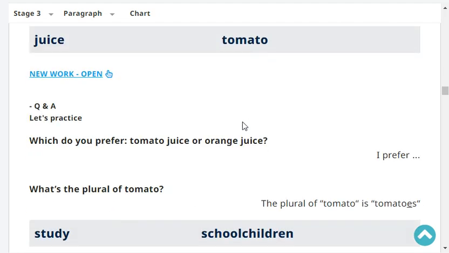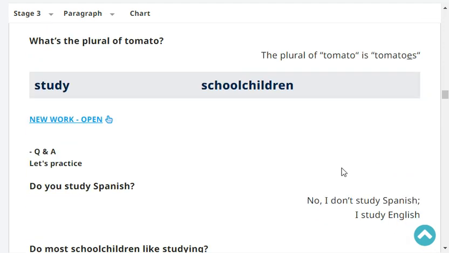Very good. Which do you prefer, tomato juice or orange juice? I prefer orange juice to tomato juice. Wait, what's the plural of tomato? The plural of tomato is tomatoes. Very good.